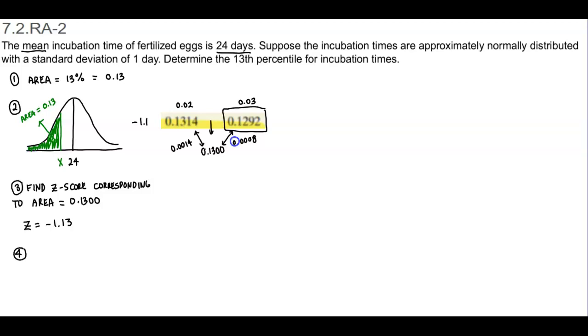Now that we have found the z-score, we can determine what the value of x is, because we know that x is going to equal mu plus z times the standard deviation. So x is going to equal the mean, which we know is 24, plus the z-score, which we know is negative 1.13, times the standard deviation, which we know is 1. And when we calculate all that, we get 23.